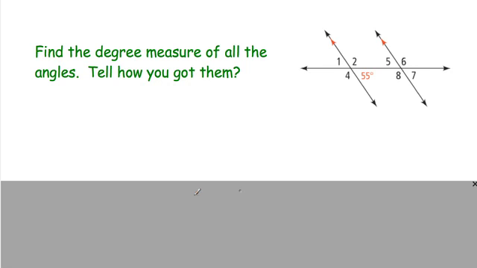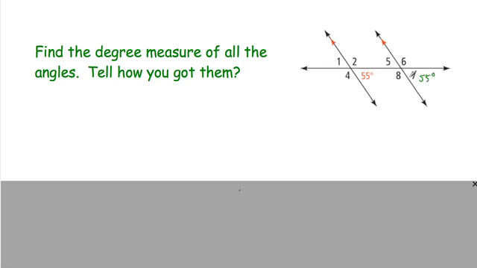So let's take a look here. Find the degree measure of all the angles. Tell how you got them. So, well, let's see here. If these are parallel, this corresponds to this. So 55 and 7 are the same. So this is 55 degrees as well.